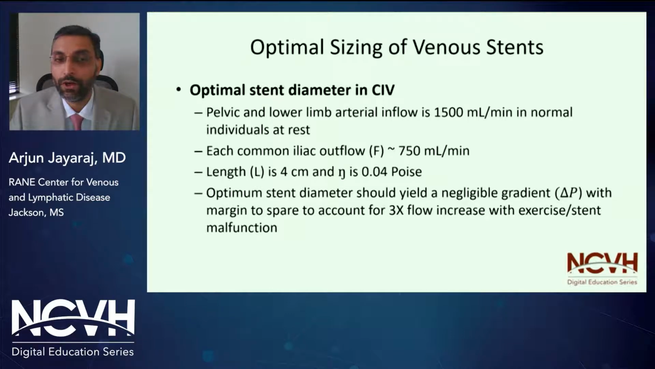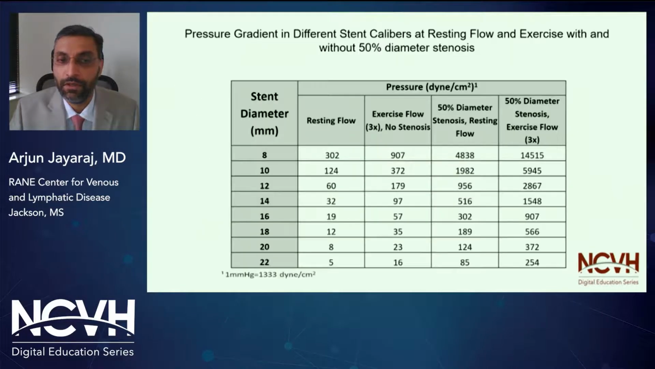Now, when we take into account an optimum stent diameter, it should be one that yields a negligible gradient across the stent length and should also have enough margin to spare to account for the 3 to 5 times increased flow that occurs during exercise, or margin to spare for stent reintervention. So when we plotted different stent diameters with resting, exercise flow, and diameter stenosis, this is the pressure gradient that we got. And if you try to keep the pressure gradient across the 4 centimeter segment of common iliac vein at half a millimeter or so, then you end up with a stent size of roughly 18 millimeters.